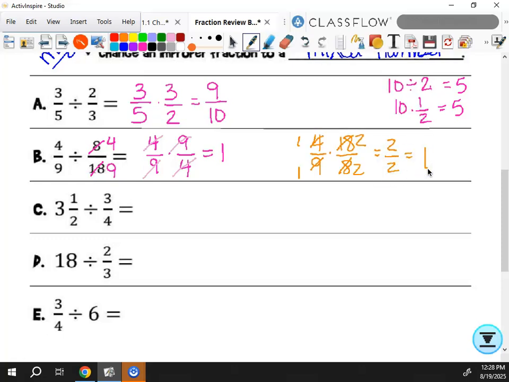So it still works, but which way is easier? It's a matter of opinion, but the more you can reduce along the way, the better off it is for you. Okay. What questions you got? All right.